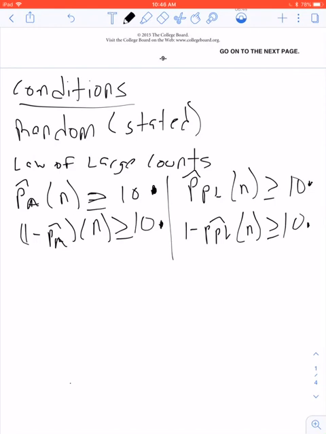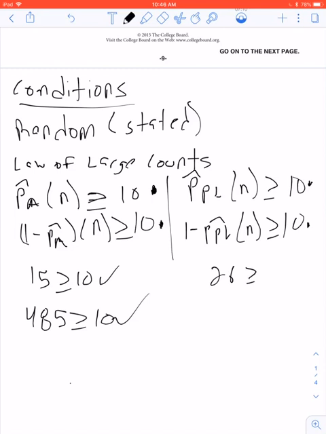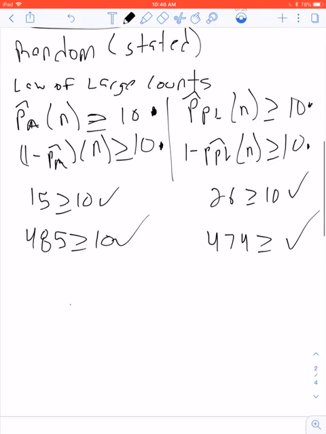Well, in the aspirin group, 15 people got cancer, so 15 is greater than or equal to 10. Check. If 15 people out of 500 got cancer, then 485 people did not get cancer. That's greater than or equal to 10. Check. In my placebo group, 26 people developed cancer. That's greater than or equal to 10. Check. And 500 minus 26, that should be 474 people. That's greater than or equal to 10. Check. So I've met my first two conditions.